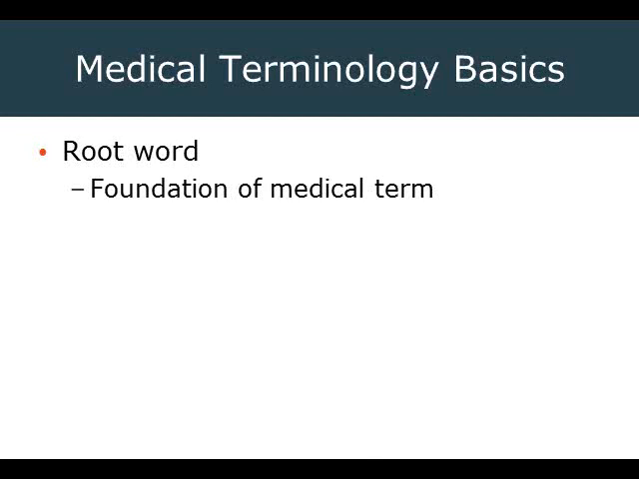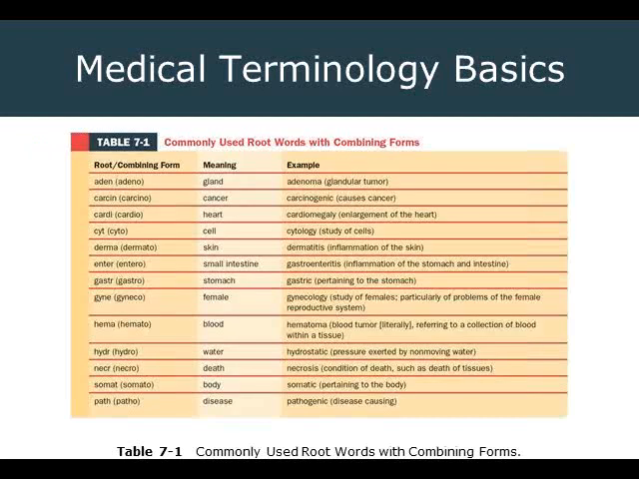Now, in addition to a root word, here are a few root words: adeno, carcin, cardi, cyte, derm, derma, dermato, entero, gaster, gyne, hema, hydra, necro, somat, path. Okay, so we can start to see that these are really guiding us to a specific concept. So whether we're talking glands or cancers or hearts or whatever, it really guides us into that area.